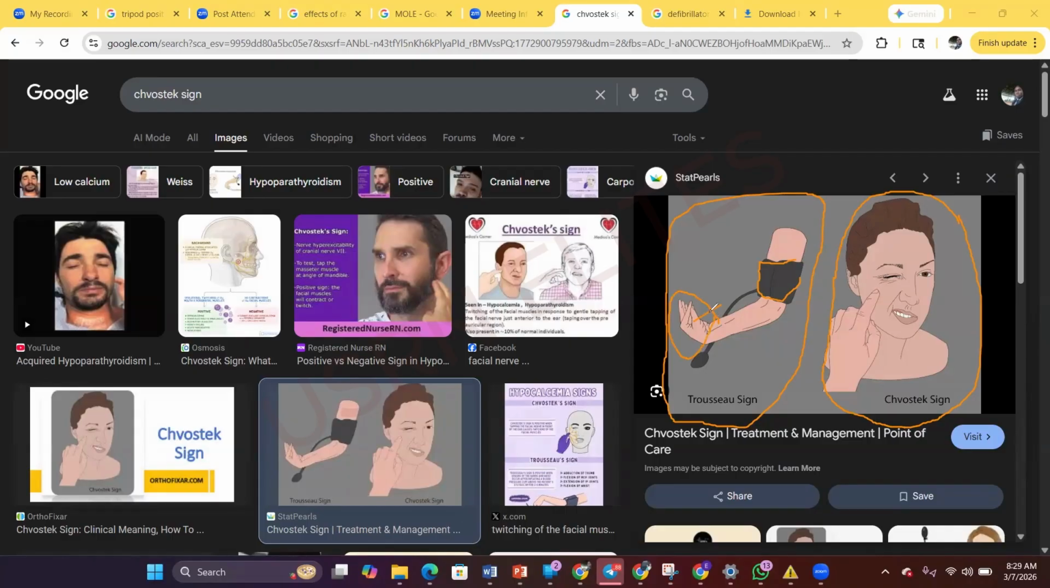This is not the normal anatomical position or representation of the hand. You see that the hand is kind of stretching here. So these two signs represent hypocalcemia. Just take note of it.